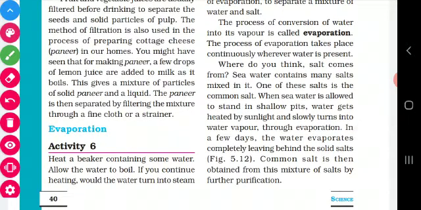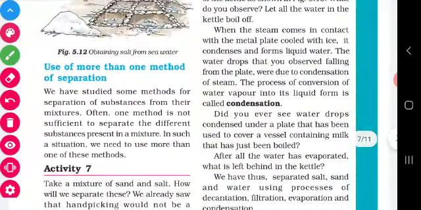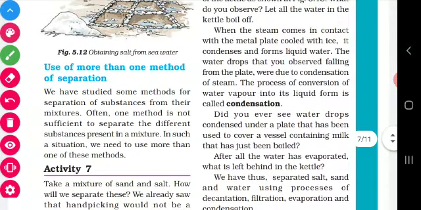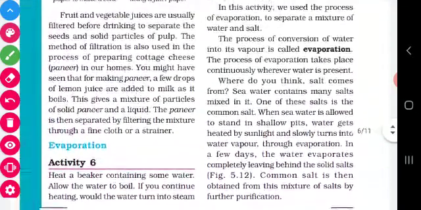This is given in the book itself. Take a pencil and underline. The process of conversion of water into its vapor is called evaporation. Okay. Now let us see what is condensation. Condensation is quite opposite to evaporation. On cooling the water vapor, it changes into water. So that process is called condensation. You can underline: the process of conversion of water vapor into its liquid form is called condensation. Just now we have recalled what is evaporation and condensation.